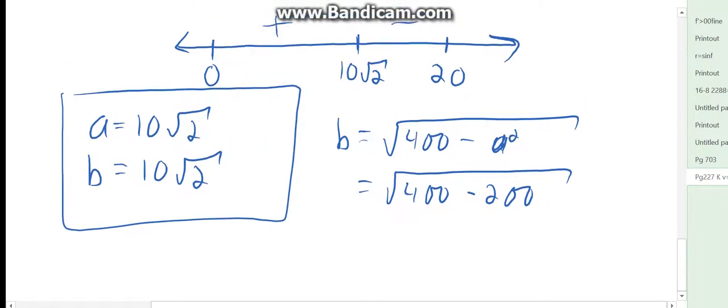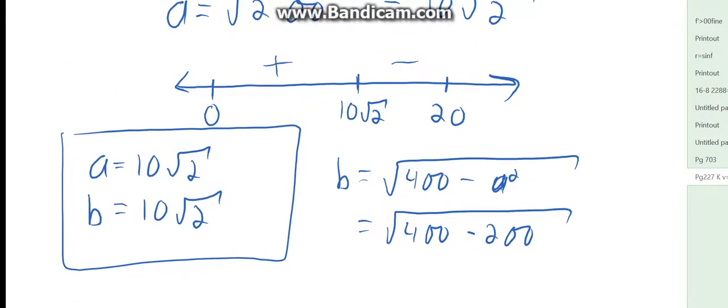All right. If you're asked to explain why we know that's a maximum, all you need to explain is that it's a max because the derivative is changing from positive to negative at 10 root 2, which creates a maximum. All good?